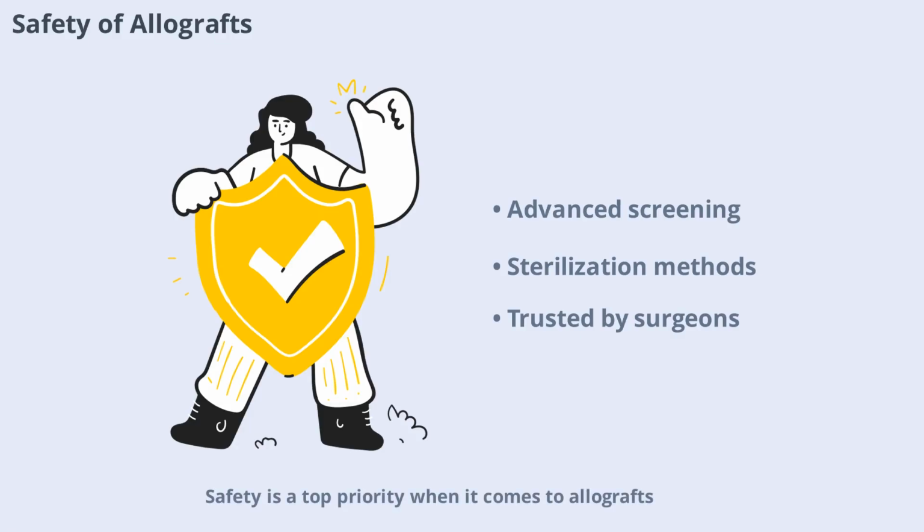Safety is a top priority when it comes to allografts. Tissue banks use advanced screening and sterilization techniques to minimize the risk of disease transmission. Each step, from donor selection to final packaging, is carefully monitored. This attention to detail ensures that allografts are not only effective but also safe for patients. As a result, allografts have become a trusted option in many surgical procedures.